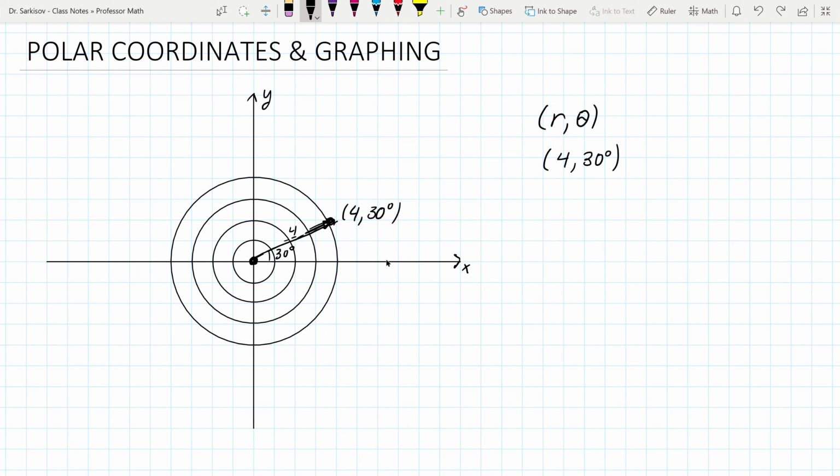And so it's like a vector in a sense. If you remember vectors, you have the distance and you have the angle, or the direction. So you basically know where you're going from and in what direction. So this is two pieces of information, almost like a vector where you have the scalar and the direction. So again, this is (4, 30°) because you're 4 away from the origin.